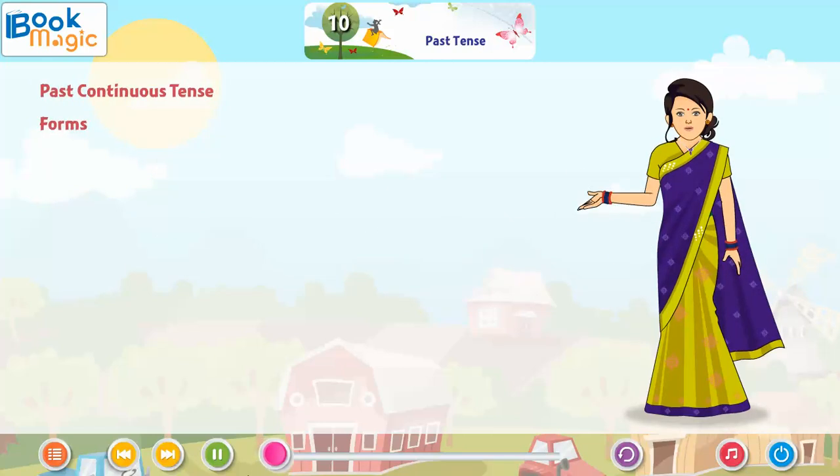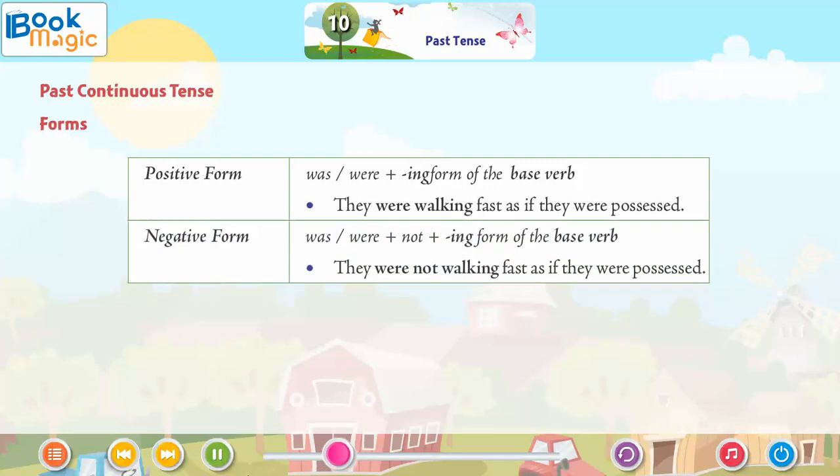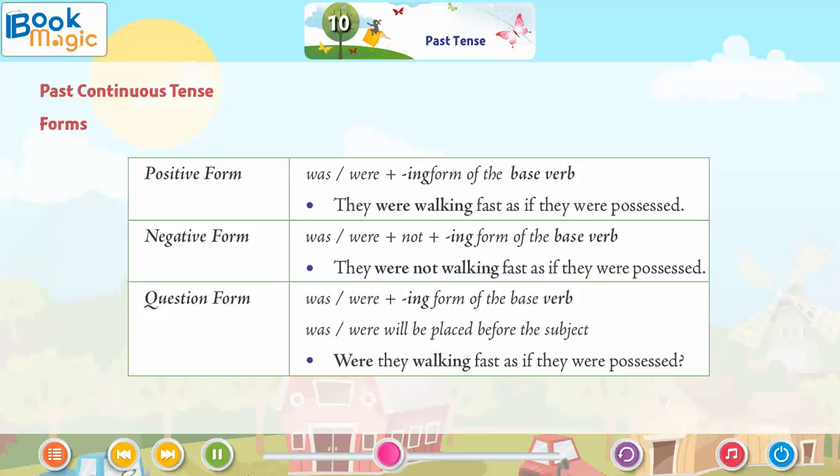Past continuous tense. Forms. Positive form. Was or were plus the ing form of the base verb. They were walking fast as if they were possessed. Negative form. Was or were plus not plus the ing form of the base verb. They were not walking fast as if they were possessed. Question form. Was or were will be placed before the subject. Were they walking fast as if they were possessed?